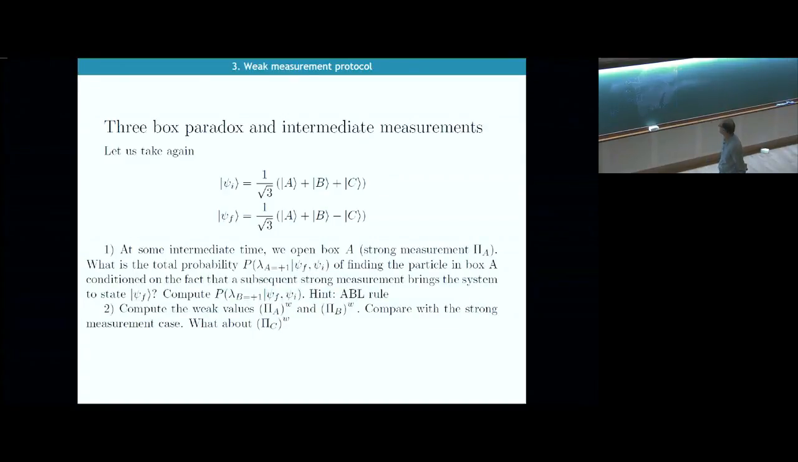And then we want to compute that probability and then compute the probability when we open box B. So what is the probability of finding the particle in box B? So again, I'm making a strong measurement here. To solve this, we will use the ABL rule we saw yesterday. If you can, try to apply the ABL rule to this 3-box problem and see what you can get for PA.